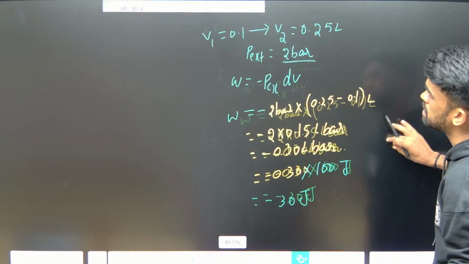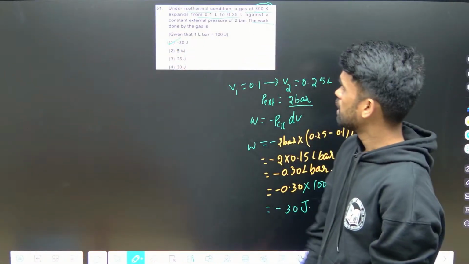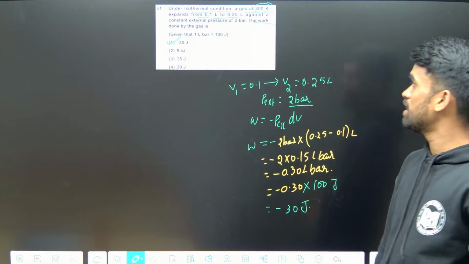So do we have any options like this? Yes, the first option is there now. So you can choose option number 1. I think most of the questions are having the first option only, right?